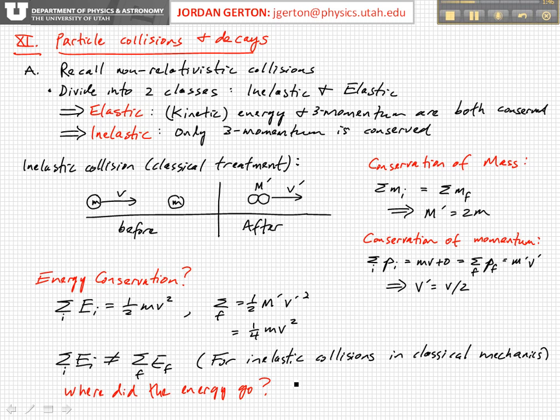Well, remember, we're just considering kinetic energy here, and so the internal modes of energy, heat, rotation of the clump, deformations of the two particles or the clump, sound, this internal energy is not accounted for. Any kind of energy which is not represented in kinetic energy is not accounted for in this kind of inelastic collision in the non-relativistic case.